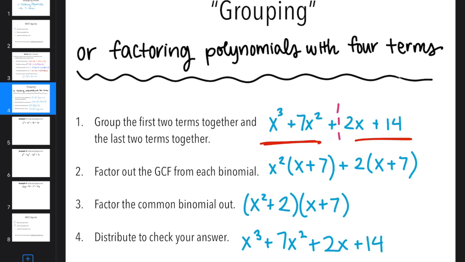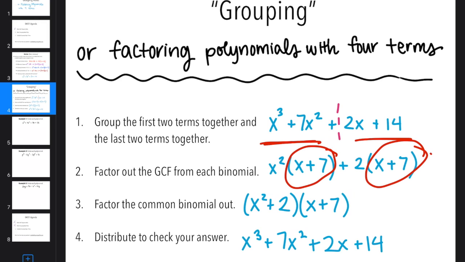So looking at our first half, I have x cubed plus 7x squared. I can divide both of those by x squared, so I'm going to factor out x squared, leaving me with x plus 7. For my second half of my polynomial, I see I have a 2 in common, so I'm going to divide both of those by 2 to give me 2 times x plus 7. If you notice, when I factored those out, what I'm left with is the same product. I both have x plus 7.